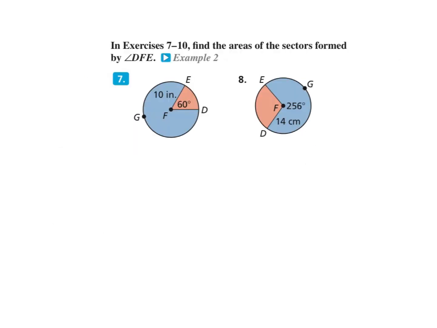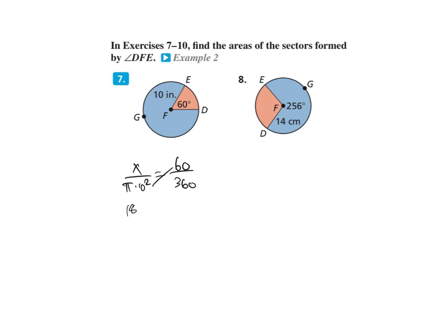All right, number 7, finding the areas of both sectors here. All right, so first of all, let's get this set up. The area of the sector we don't know. The angle is 60 degrees, and our area of the circle is pi times 10 squared, or 100 pi. So 100 times pi times 60, that would be our cross multiplication.